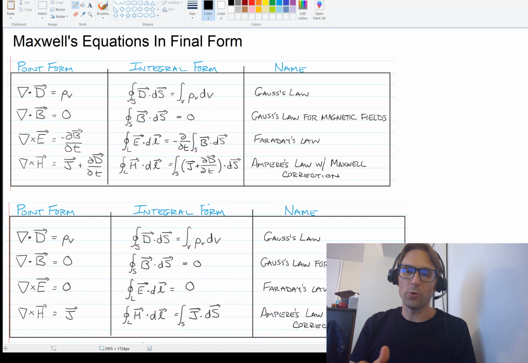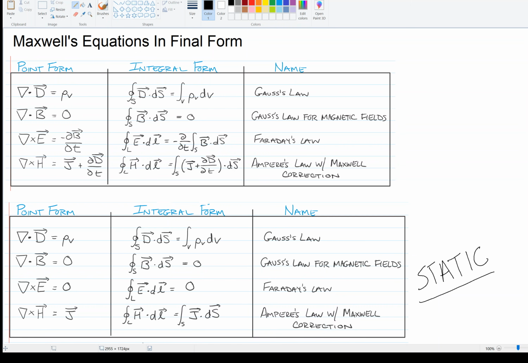With Maxwell's correction to Ampere's law, we have now seen Maxwell's equations in their final form. And throughout the course we've been going through iterations of Maxwell's equations. So I want to take this video just to summarize those equations, because they're so important to physics and they're so important to electrical engineering.